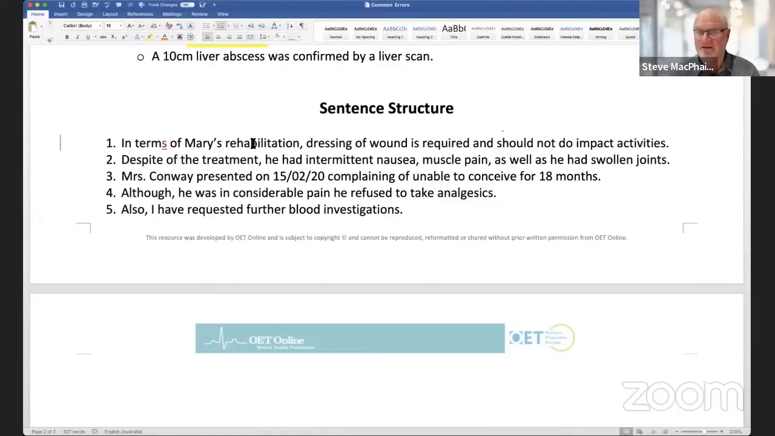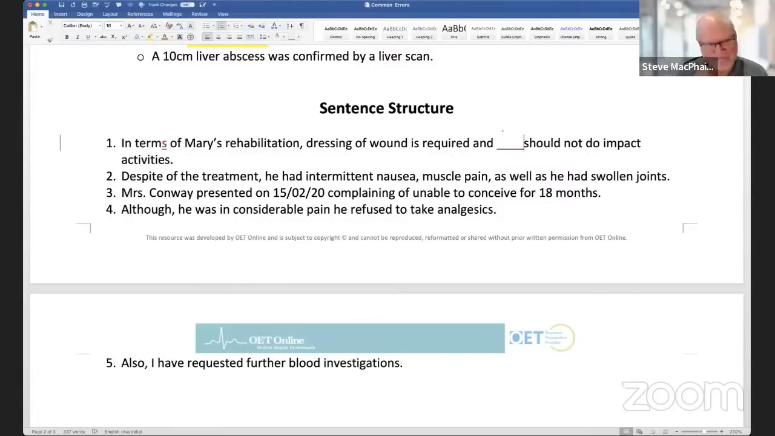Otherwise, that's our adverbial phrase, giving us the topic of the sentence. Dressing of the wound is required, good, and should not do impact activities. Oh, Razie has got it, should not do. So what can we put here, everyone? What's the missing word? We're missing a subject there, aren't we? Anyone know? Good, Cosmos, in terms of. Good, Abdul Razak, impact activities should be avoided. Nice. And Saha got it, and she should not do.